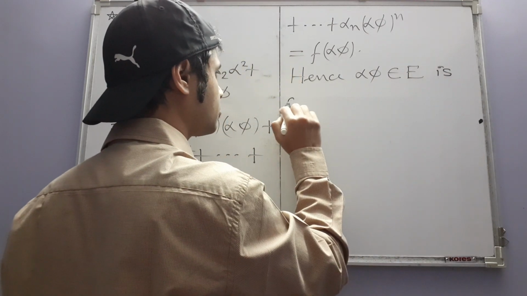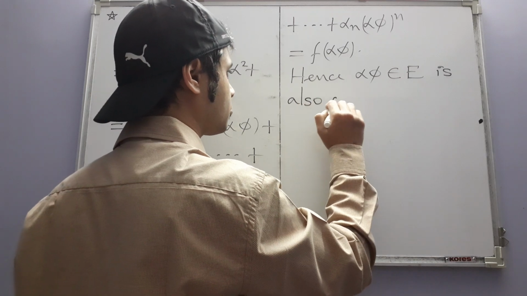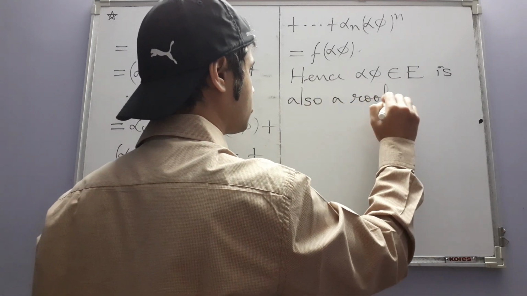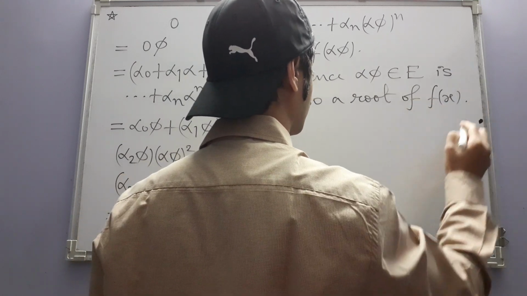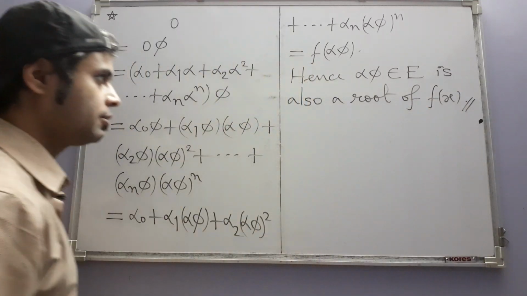Alpha phi is also a root of our polynomial. So that is the solution.